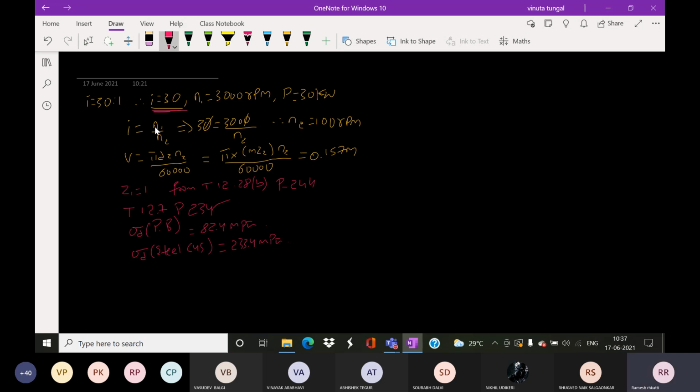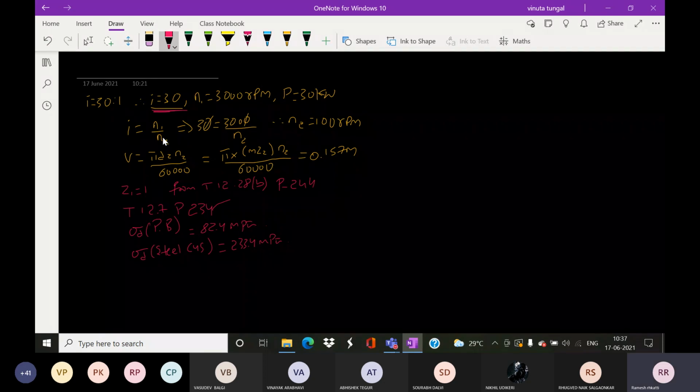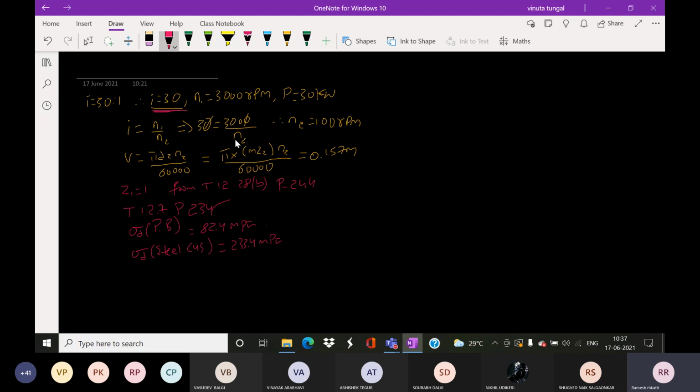From this, the velocity ratio, you know that I is N1 by N2. Substitute the values: I is 30, N1 is 3000, divided by N2. From this you are going to get the value of N2.